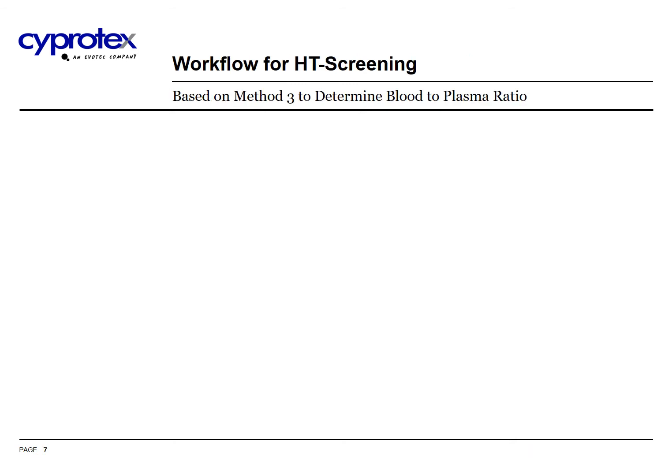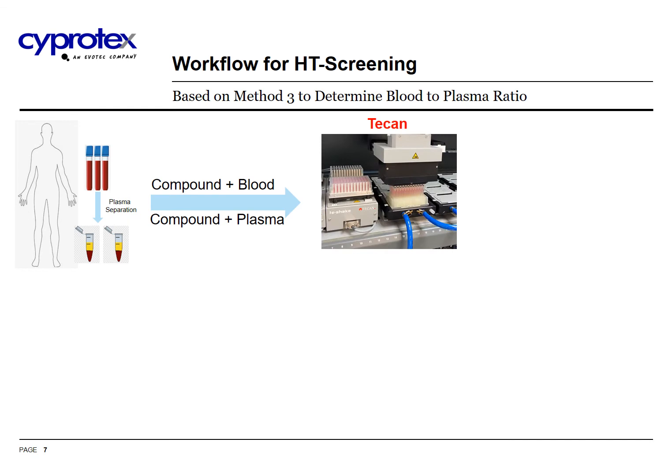This current slide shows the overall workflow for high throughput screening to determine blood to plasma ratio. Firstly, control plasma is separated from heparinized whole blood. We use Tecan, which is a liquid handling robotic system with a 96 channel pipetting head, to add blood or plasma to 384 well plates. The orbital shaker on Tecan offers controlled shaking as well as heating options. The shaking prevents erythrocytes from settling down, and heating maintains physiological temperature.